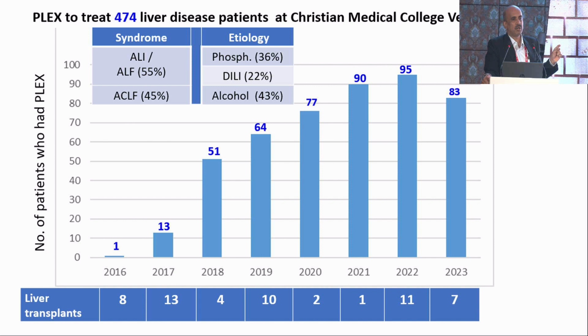So we have a predominantly cadaveric liver transplant program in CMC, and the bottom row is the number of transplants per year. So let's look at last year. In 2022, there were 11 patients who underwent liver transplant, while there were 95 patients who underwent PLEX. So that's the sort of numbers that we are doing. And our maximal indications for this are severe ALI or ALF or ACLF. And our commonest etiologies are rat poison, DILI, or alcoholic hepatitis.